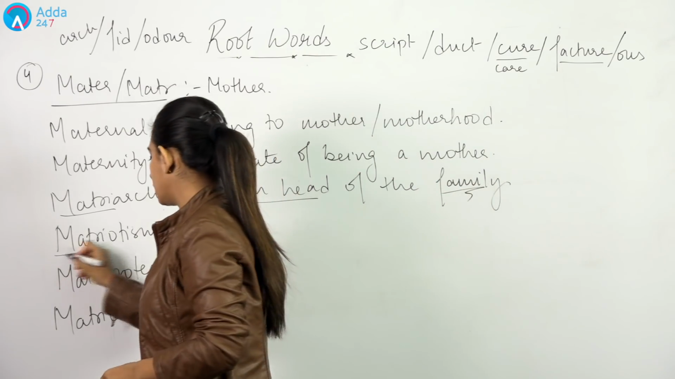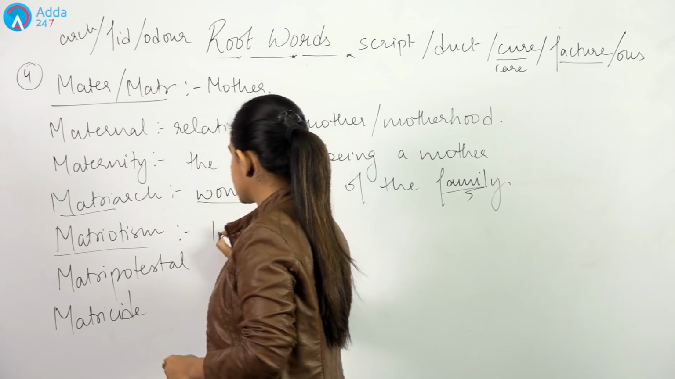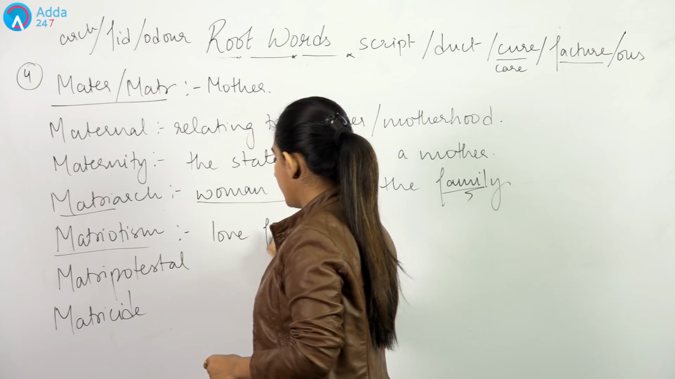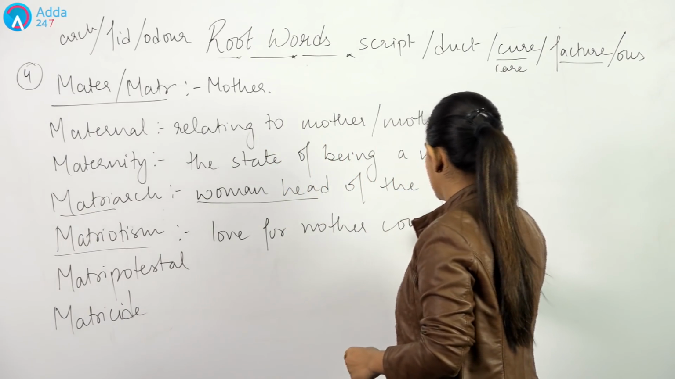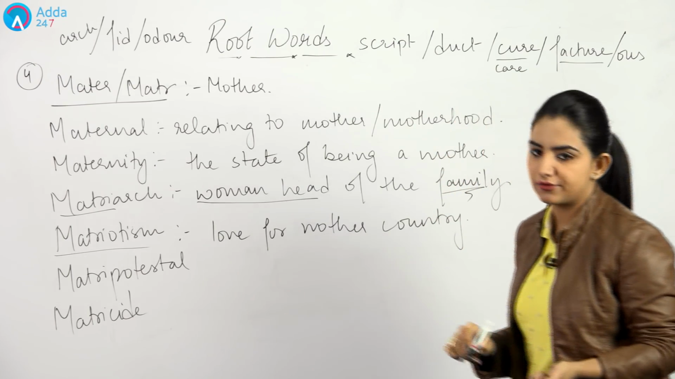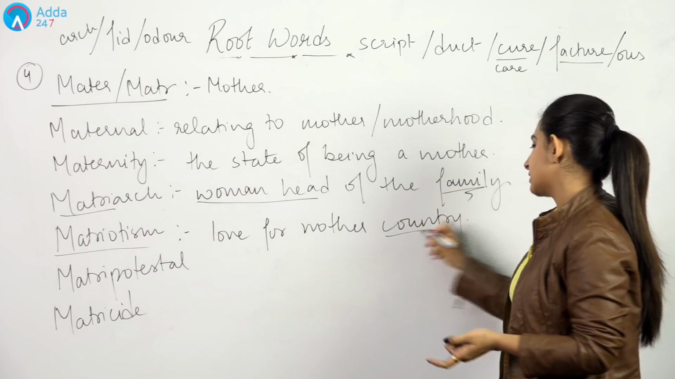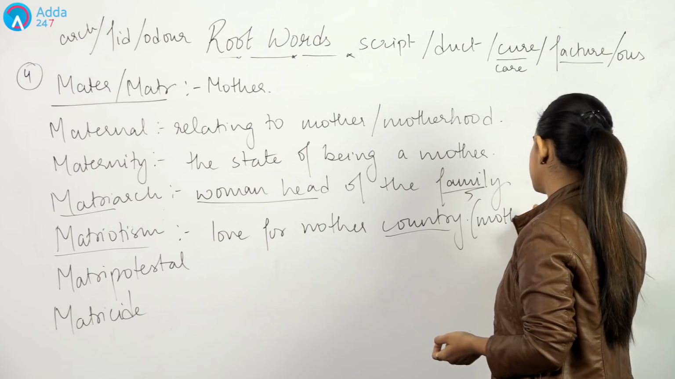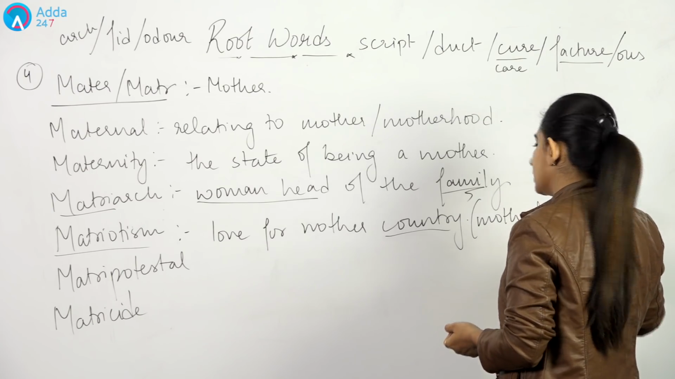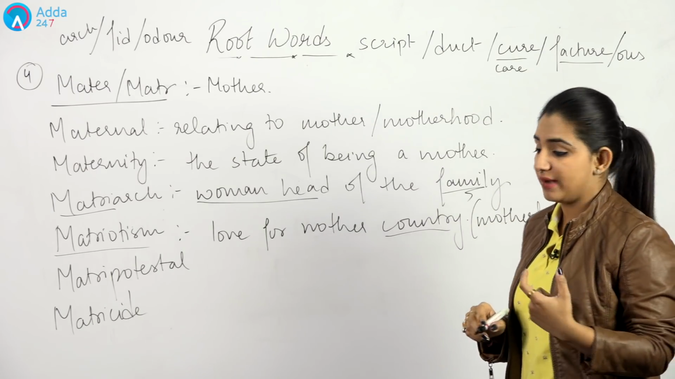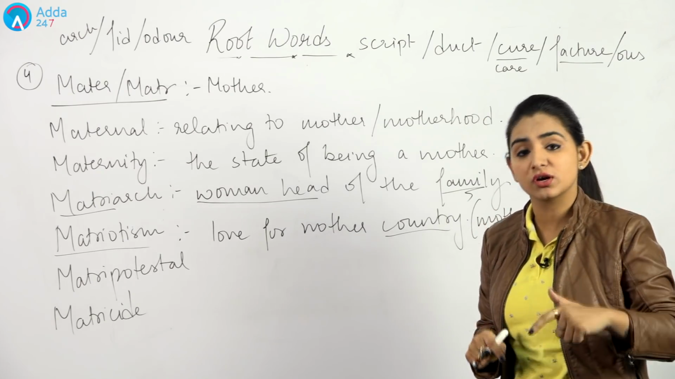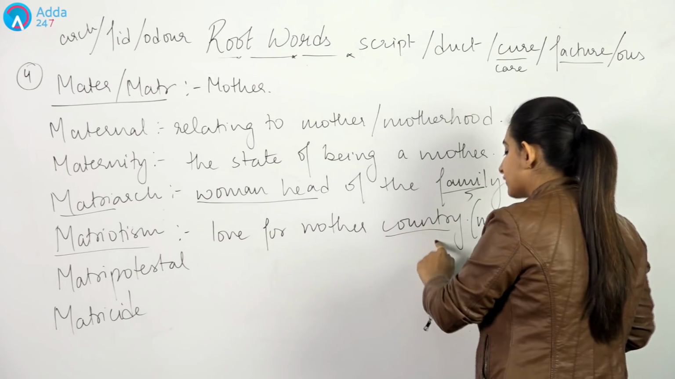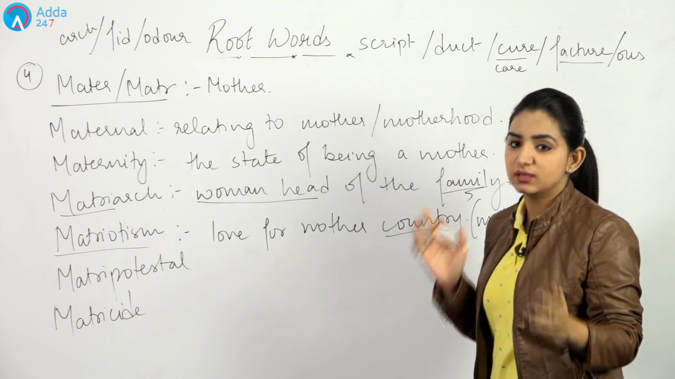Then we say matriotism. Matriotism, this means love for mother country. Love for mother country. And as we know, we call country our motherland. So is the word matriotism. So when we say patriotism, that is related to country only. But when we say matriotism, that means you love your country as your mother, as a motherland.